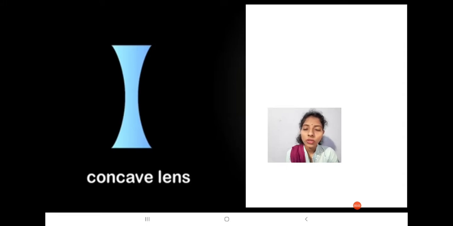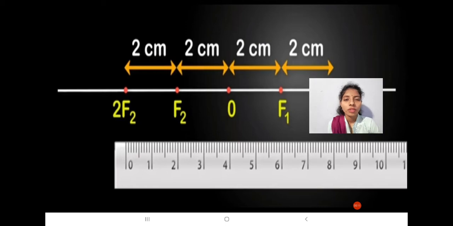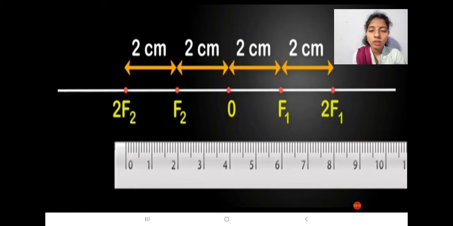Now we are going to learn how to draw the ray diagrams for concave lens. Concave lenses are diverging type of lenses. Now here also we have three rules to draw the ray diagrams for the concave lenses.